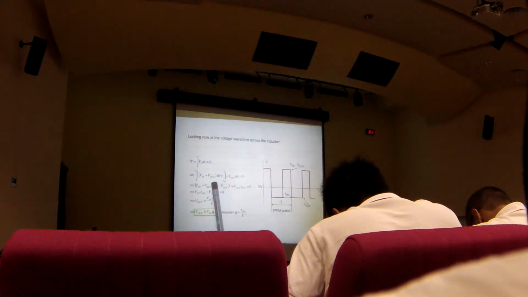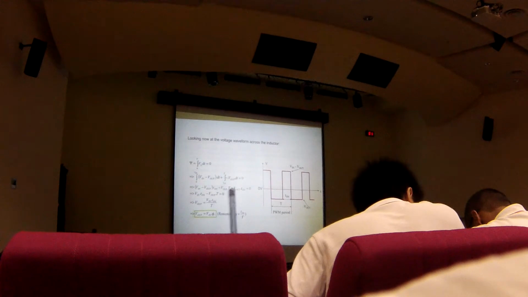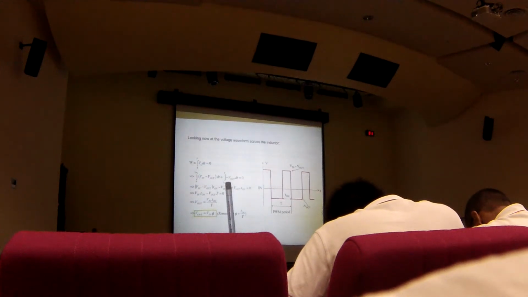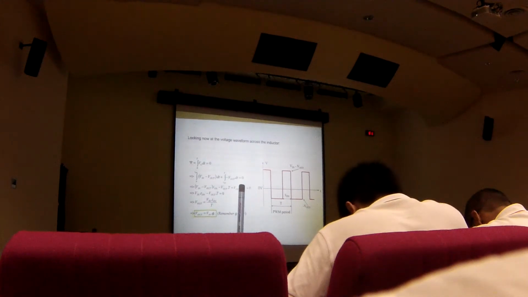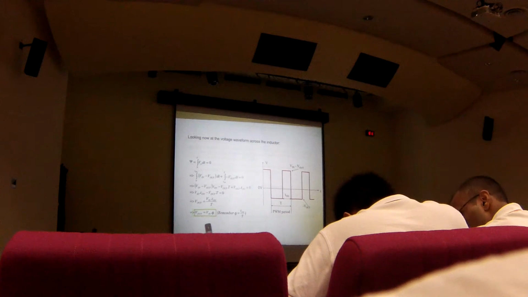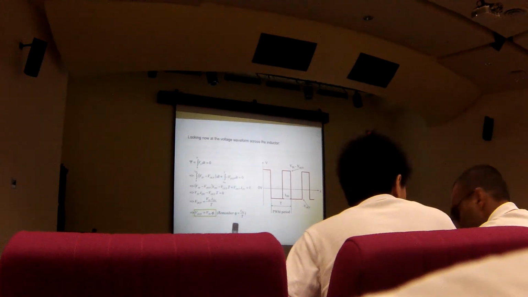V in minus V out, integrate 0 to T on, plus negative of V out, integrate from T on to big T, and equate this to 0. So we will do this, expand out the equation. And then you end up with V out equals V in times phi, where phi is the duty cycle, T on over big T.